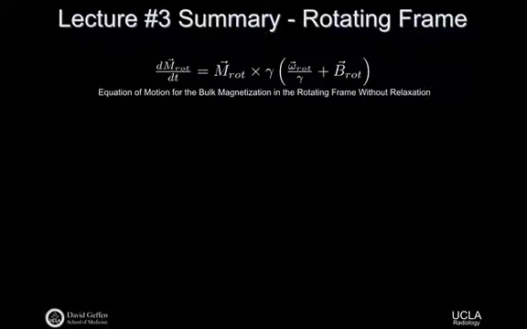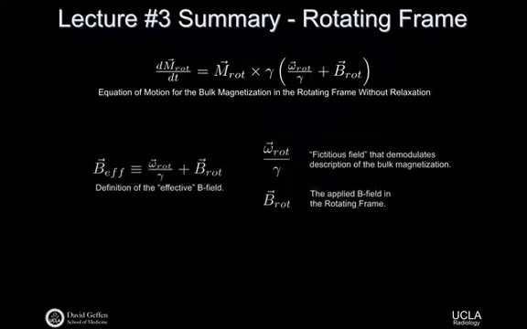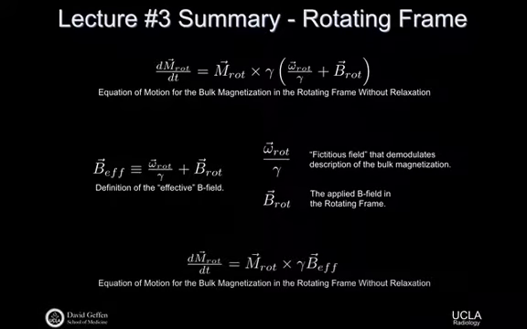What was a little bit unusual here is we had to have this so-called fictitious field show up, which basically demodulates the effects of the background B0 field and lets us precess or spin around at the same frequency. We could simplify this whole expression. It shows up at the end here so that it has a maybe slightly more familiar form just by substituting in the B effective. But B effective was just the sum of this fictitious field plus the B field described in the rotating frame.